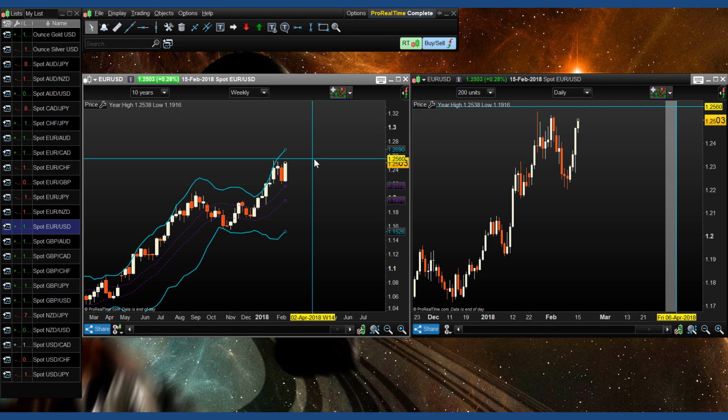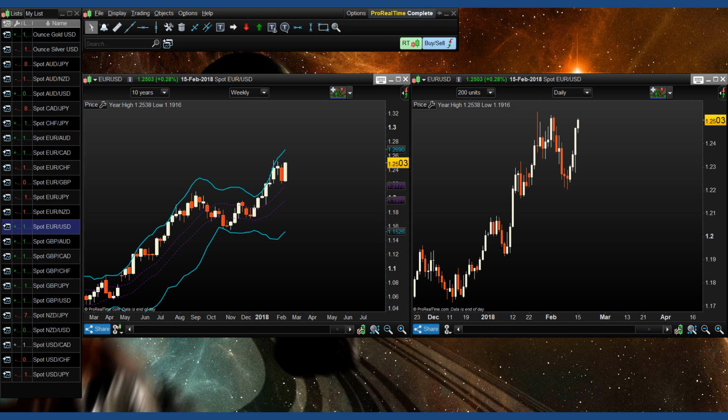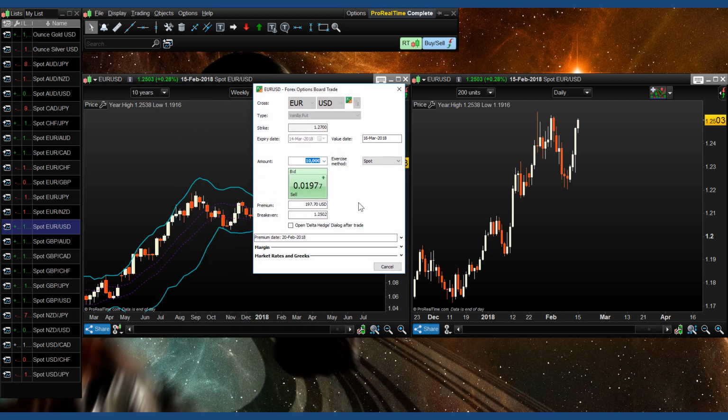So if price is above 1.2560 on the 14th of March, then that will be a successful trade for me. That's my break even point. So below that, I start to lose money, but above that, I'll make money. Here we go. And these option prices are rather expensive to buy and also to sell, so this is a good price to be dealing with. 1.27 put and looking to be selling that.